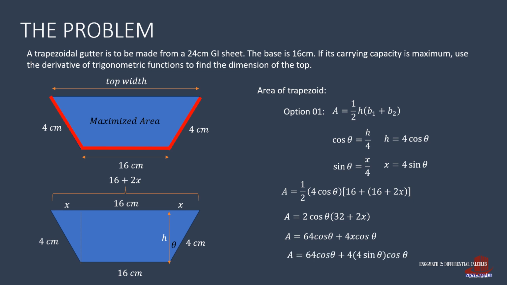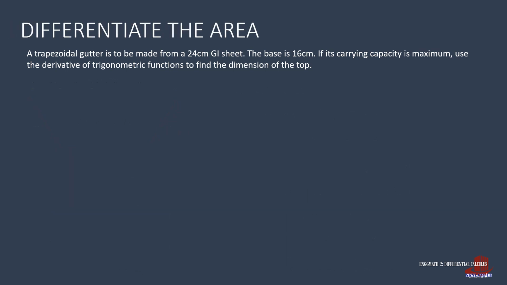Transform x into theta and have A equal to 64 cosine of theta plus 4 times 4 sine of theta times cosine of theta. Simplify this again and have A as 64 cosine of theta plus 16 sine of theta times cosine of theta. The function now has just two variables, A and theta, so we can then differentiate to maximize the area.